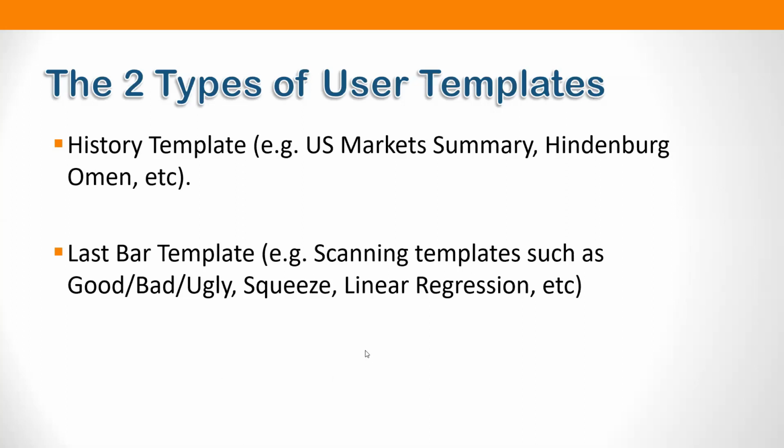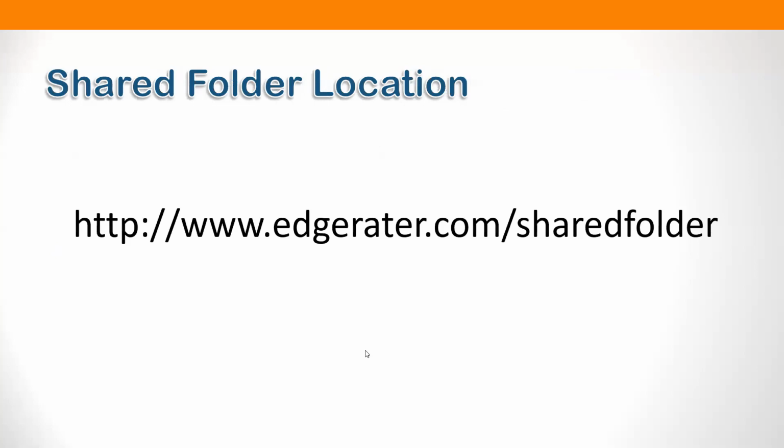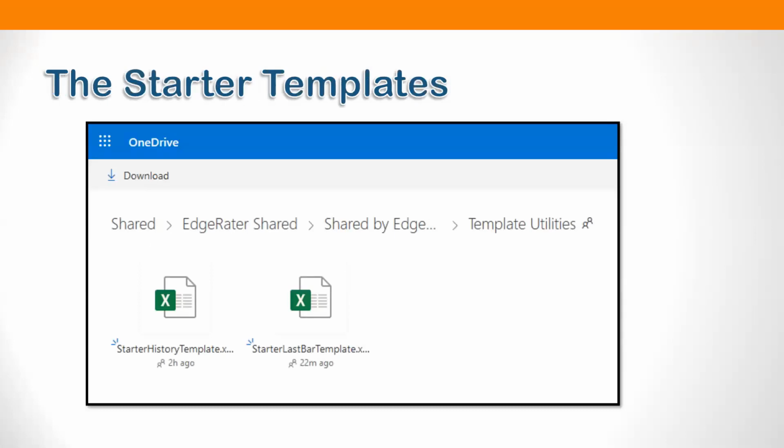I mentioned I have put together a couple of starter templates. So you can find them in the shared folder locations. If you go to this location here, edgerater.com/shared folder, you have to do that on your browser, you'll come to the OneDrive. These are stored on the OneDrive. Look under template utilities, and you'll find a starter history template XLSX, and a starter last bar template XLSX.